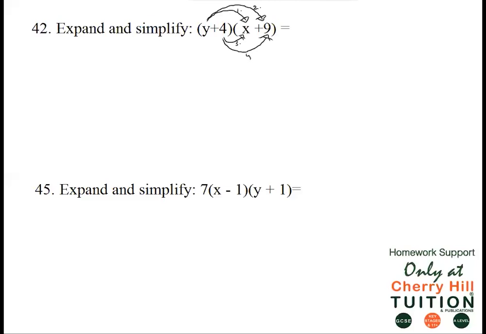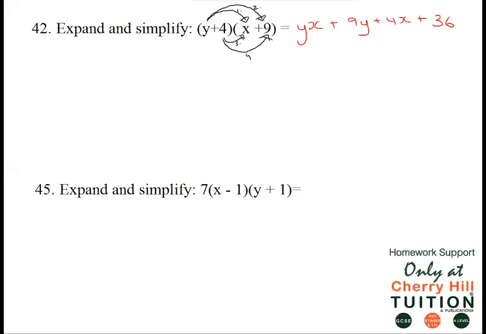So the first step is to multiply y by x. This gives us yx. The next step is to multiply y by 9, so we do plus 9y. The third step is multiplying 4 by x, which gives us 4x. And the fourth step is multiplying 9 by 4, which gives us 36.